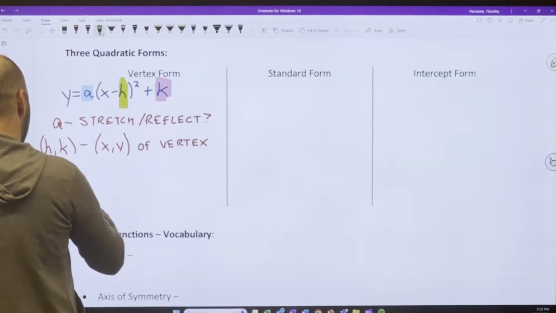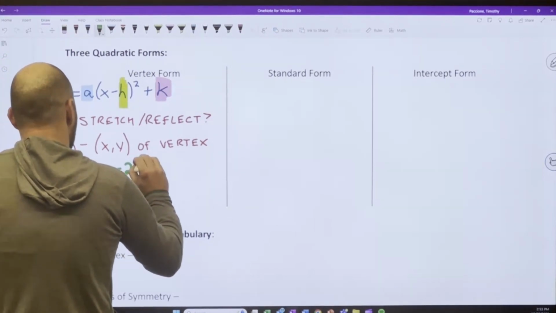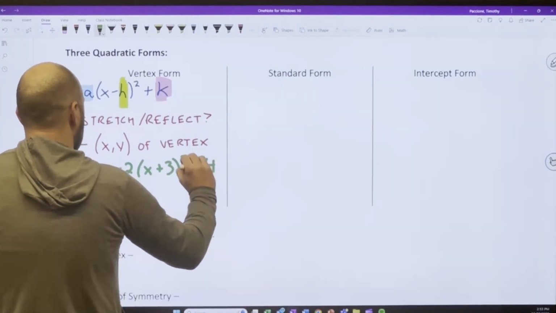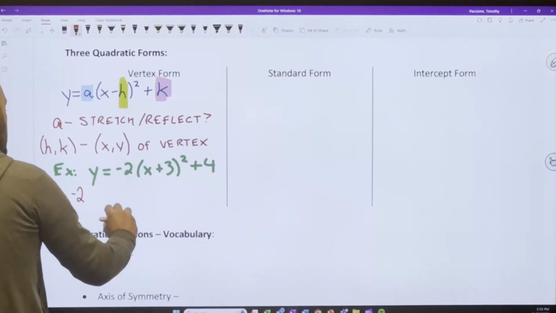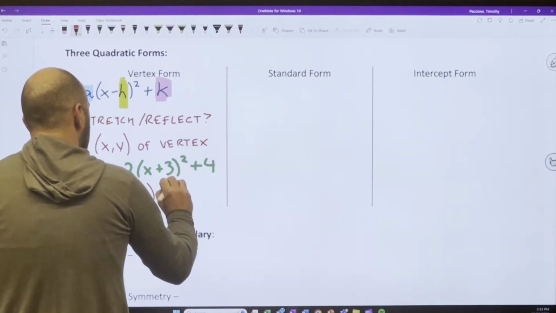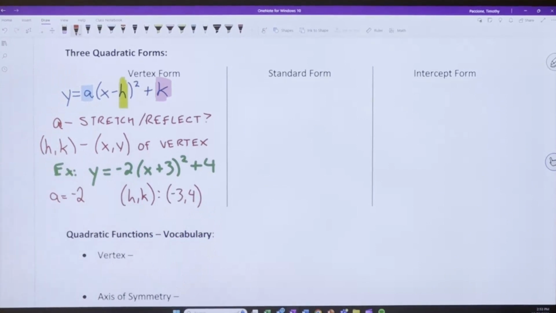So let's say you had y equals negative 2 times x plus 3 squared plus 4. Well, our a is negative 2, right? And our hk, or our vertex, would be negative 3, 4. And that tells you everything you need to know to graph it, right? Your vertex is where you would start. You know you would flip down and you would stretch by 2. And you'd use your knowledge of patterns to stretch by 2. Okay?